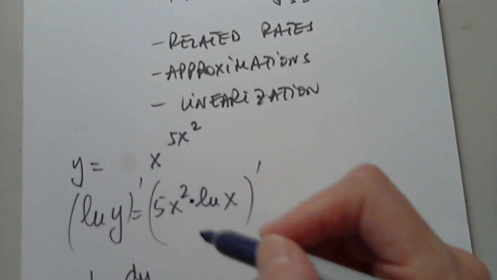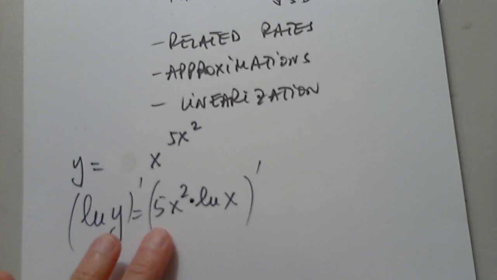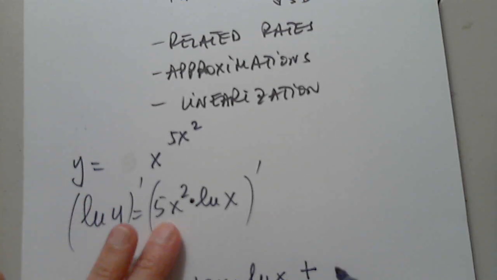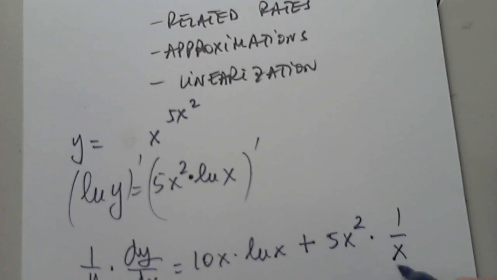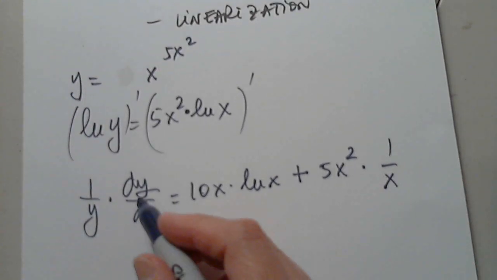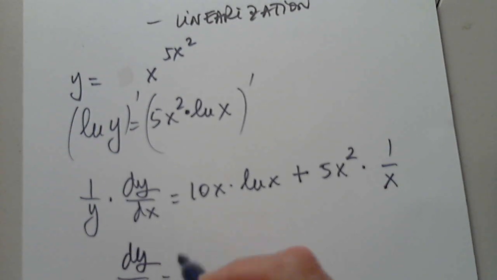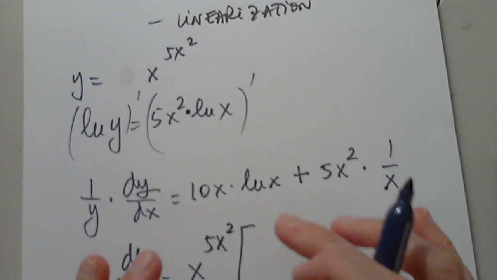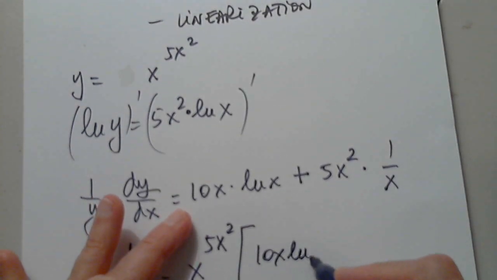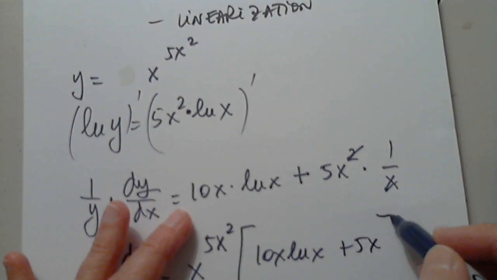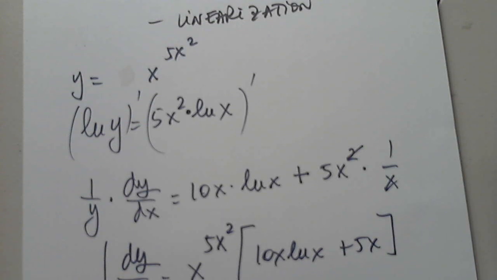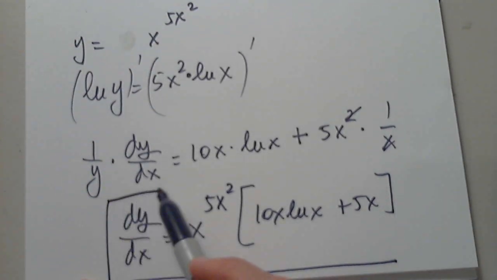This side is a product. So I have to differentiate the first piece, which is 10x times natural log x, plus 5x squared, but times 1 over x. And of course, I will simplify here. So then dy over dx, we multiply both sides by y, x to the 5x squared. I copy 10x natural log x. I simplify an x here, and I have plus 5x. And this is it. That's all I needed to determine.